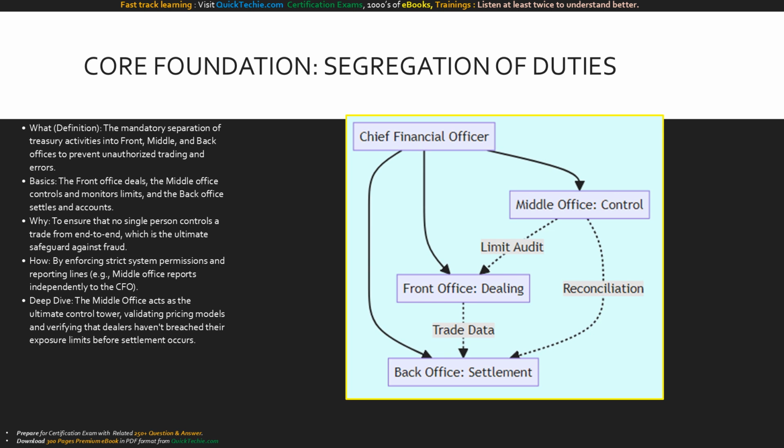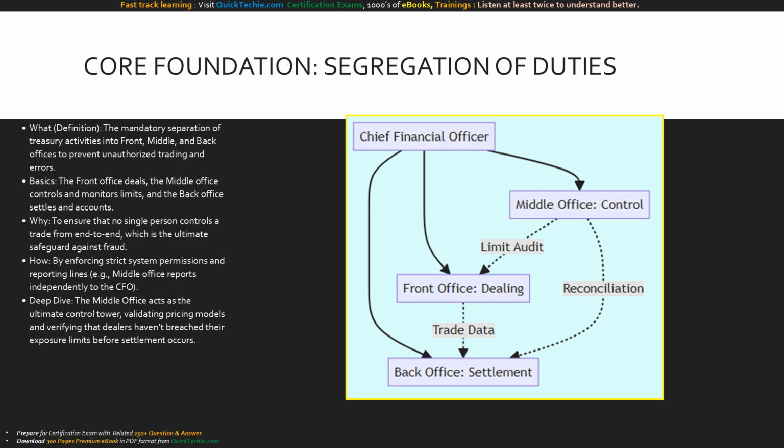How do we enforce this? Through rigid system permissions. A dealer in the front office must be physically and digitally restricted from accessing the back office settlement screens. In our deep dive, let's focus on the middle office. Borrowed from banking best practices, this team is your control tower. They independently validate pricing, check for limit breaches, and report directly to the CFO, providing an objective audit of the dealer's activities. This organizational chart illustrates the strict segregation of duties.